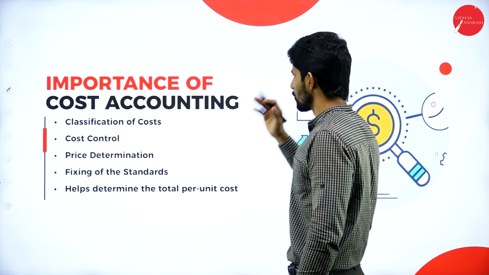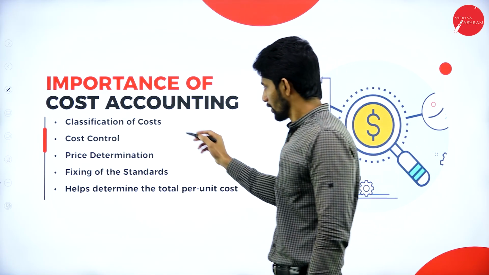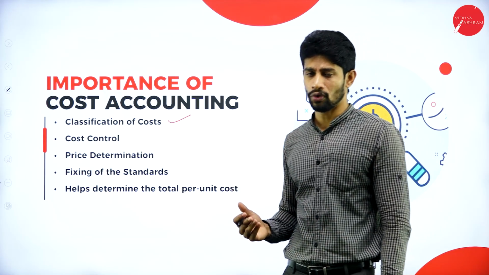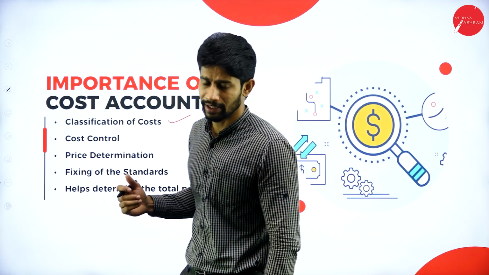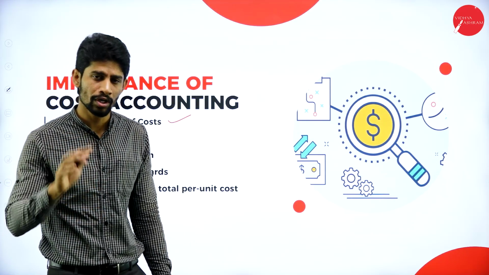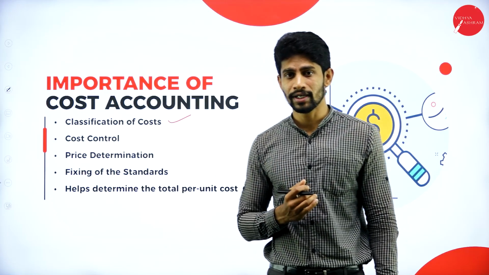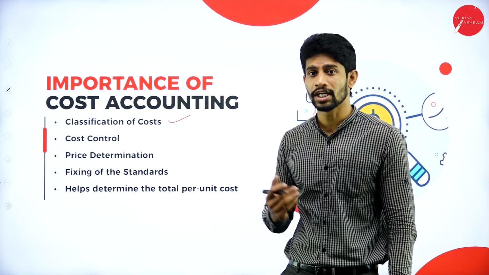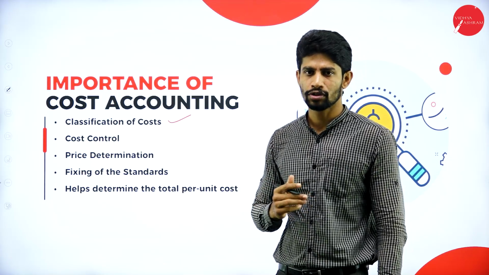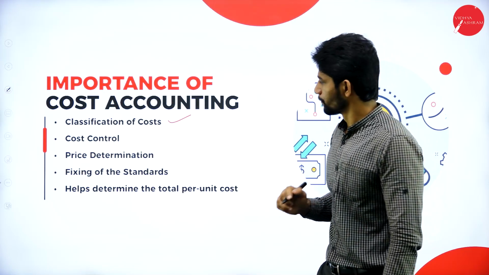Next, importance of cost accounting. The first thing is classification of cost. Yes, we will not know all the expenditures we are incurring and how to classify the cost. For example, mainly we are going to classify into 4 categories. The first one is prime cost, the second is factory overhead, the third is office and administrative overhead, and the fourth is selling and distribution overhead. So totally we are going to classify majorly into 4.